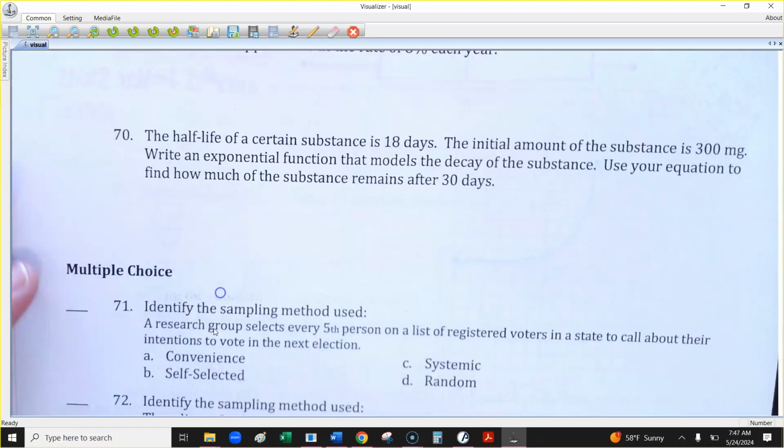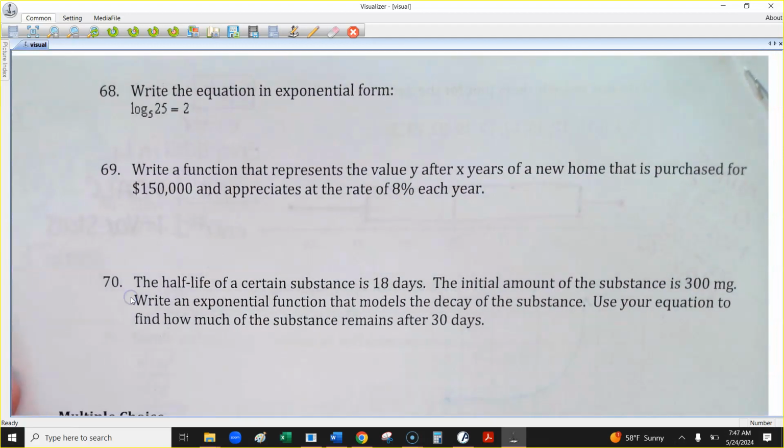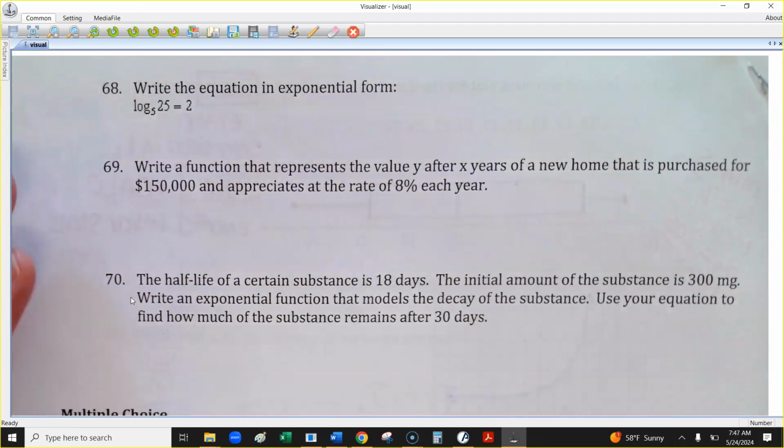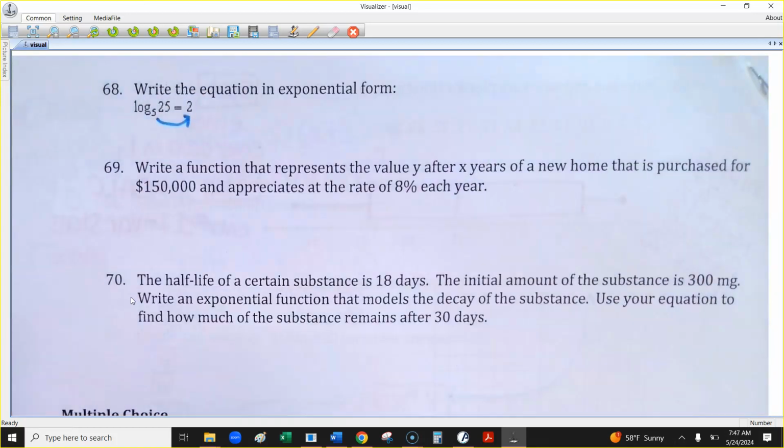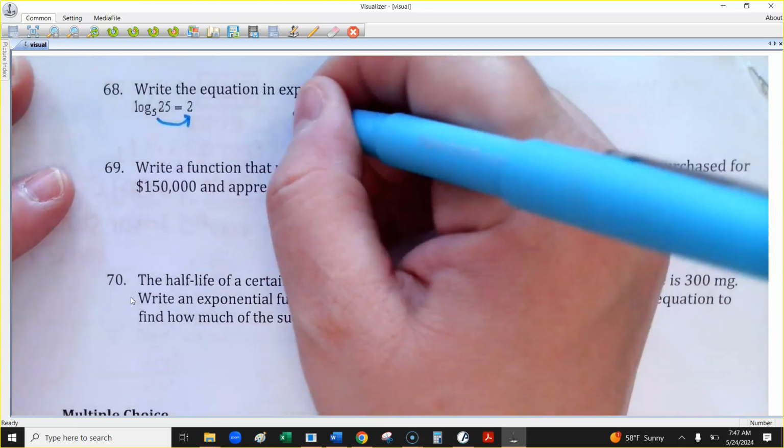Write this in exponential form. You don't have to do anything here. You're just going to switch this. This is a true statement. We're just going to write it in exponential form, which means I do not want to see a log. So to get rid of the log, you're just going to swing the base. The 25 is going to stay where it's at.